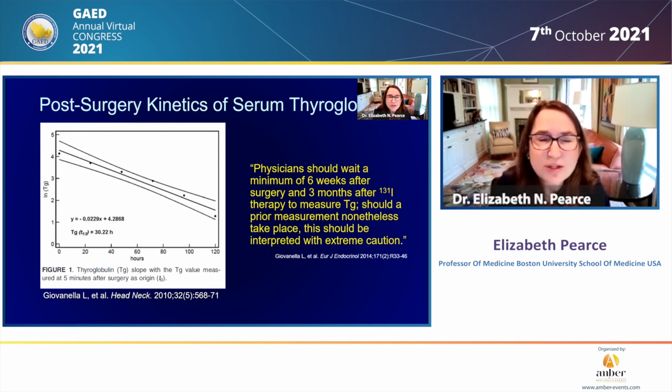And it's recommended really we should wait a minimum of 4 to maybe ideally 6 weeks postoperatively to get a first baseline thyroglobulin and be sure that it's a meaningful value. After radioactive iodine treatment, which has sort of a more prolonged duration of action, we should probably wait a good 3 months before really being convinced that we have a baseline thyroglobulin. If you measure sooner, just interpret those numbers with caution.